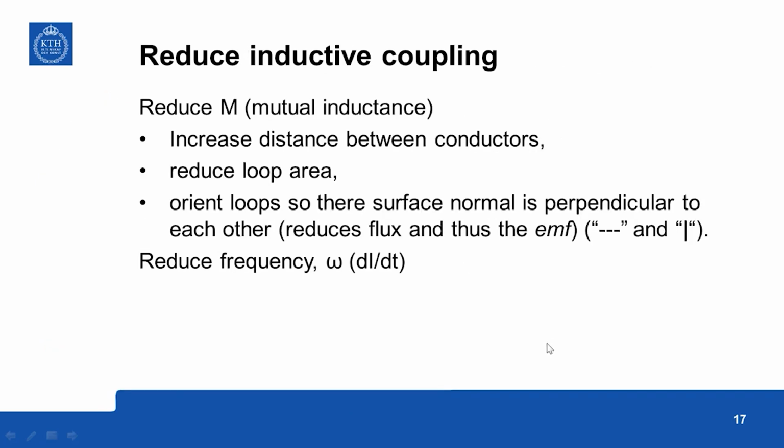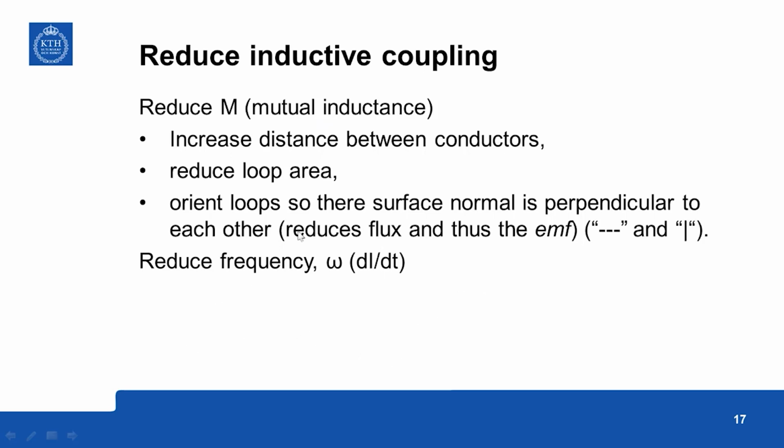So how do we reduce inductive coupling? The first line of defense is to reduce the mutual inductance M. This we have seen regarding the external inductance of circuits. If you increase the distance between conductors, you reduce the mutual inductance. Then if you reduce the loop area of the circuits, you have less area for coupling, so you reduce mutual inductance.